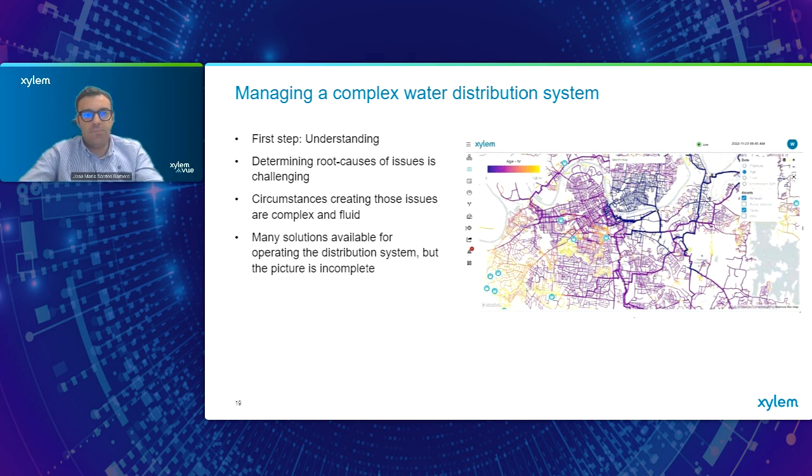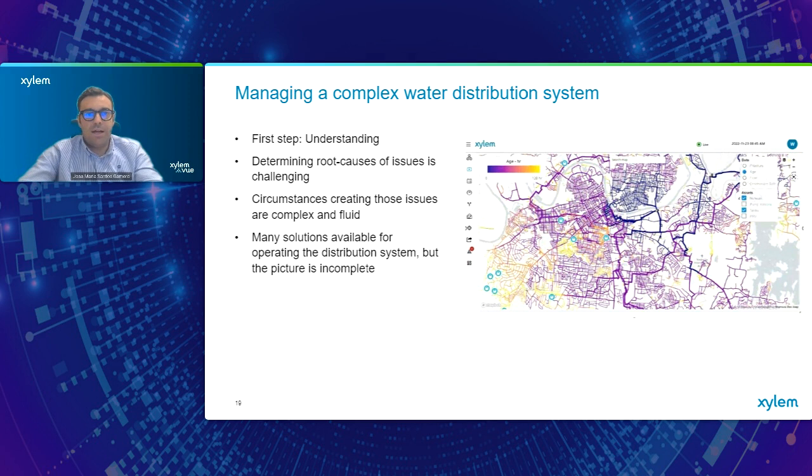Many issues facing the operations of water distribution systems are difficult to resolve because the circumstances creating those issues are complicated and constantly changing. And several programs are available to aid in operating the distribution system, but these programs do not, let's say, paint the entire picture of what is happening in the distribution system in real time.